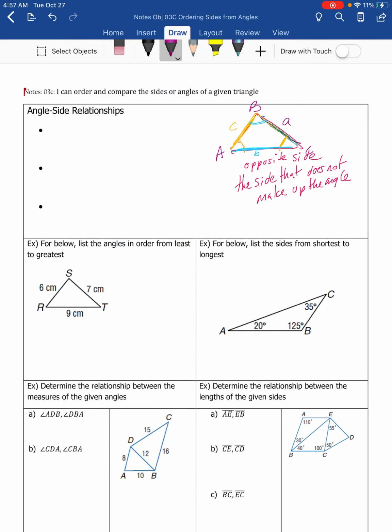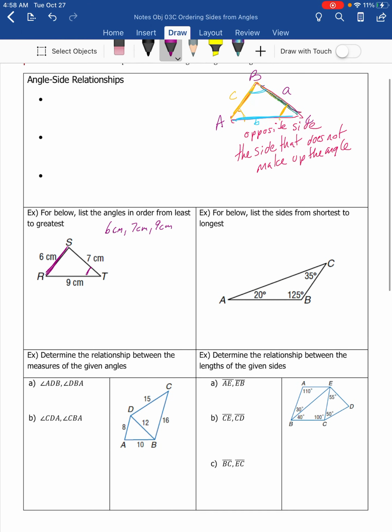So for below, list the angles from least to greatest. When I'm doing a problem like this, listing the angles from least to greatest has a direct relationship with the sides, because basically the smaller the side, the smaller the opposite angle. So in this triangle, my smallest side is this 6 centimeters, so I know T has to be the smallest angle. One of the things I like to do with these questions is order the sides from least to greatest, so 6 centimeters, then 7 centimeters, then 9 centimeters, and then I write the angles in that same order that are opposite those sides.